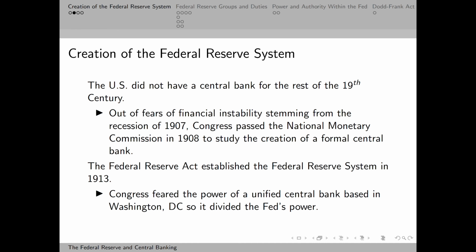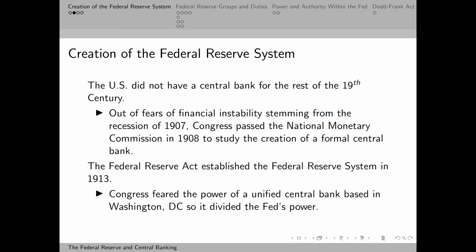And after that, for the rest of the 19th century, the United States did not have any sort of quasi central bank. However, in 1907, we had a significant financial crisis, and in response to that, Congress passed the National Monetary Commission in 1908, and that was only designed to study the creation of a formal central bank. And this was the very first time that a formal central bank, not a quasi public private partnership, had really gained any sort of momentum in the United States. And 5 years after that, the Federal Reserve Act established the Federal Reserve System in 1913.